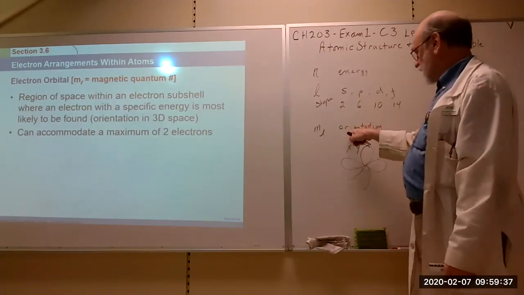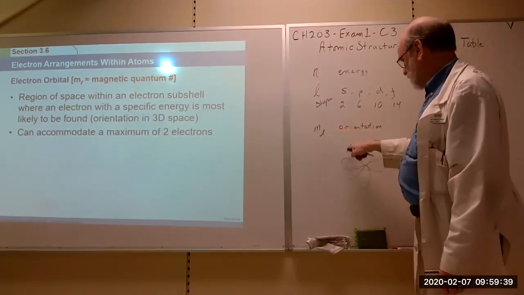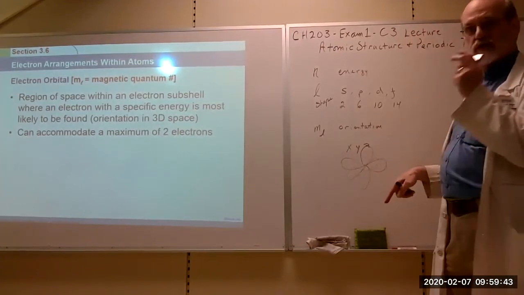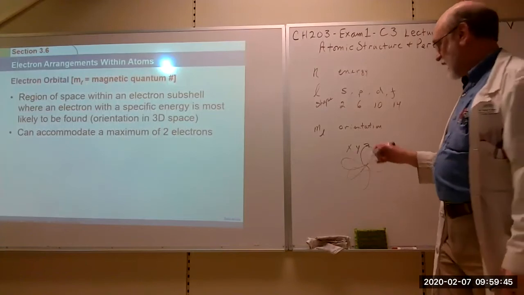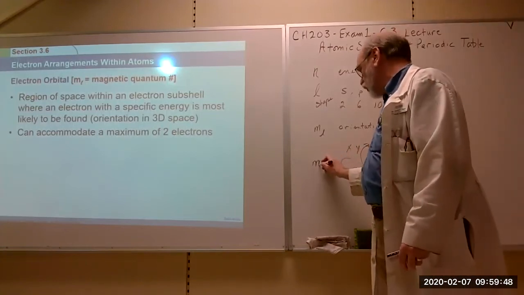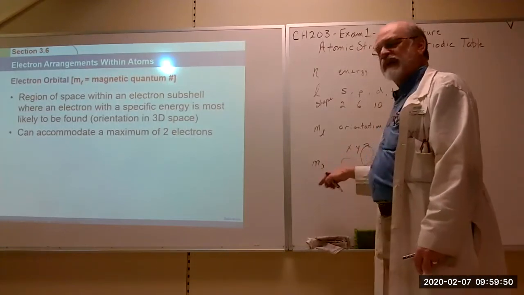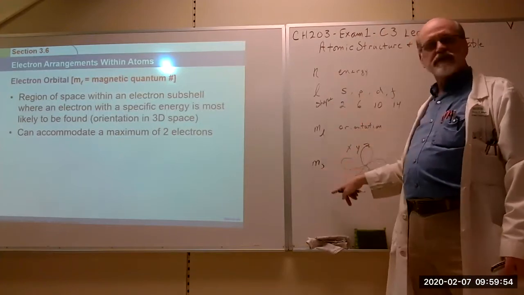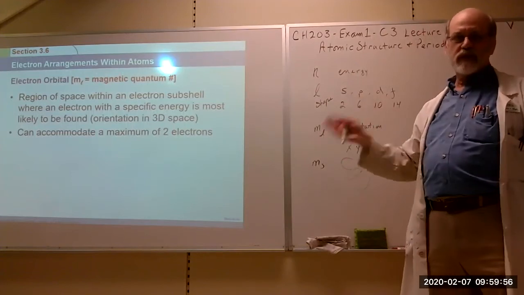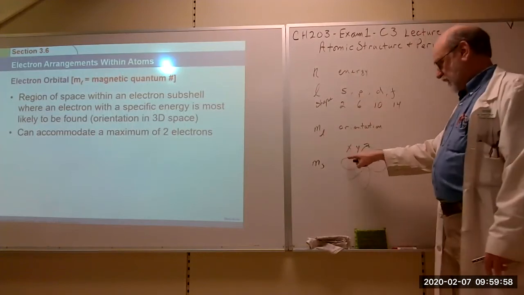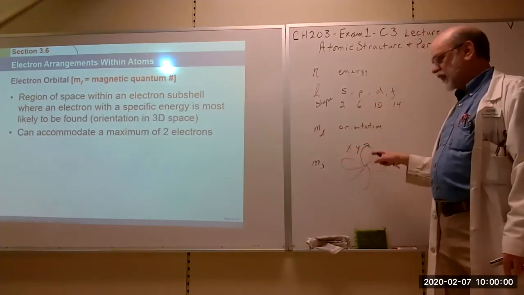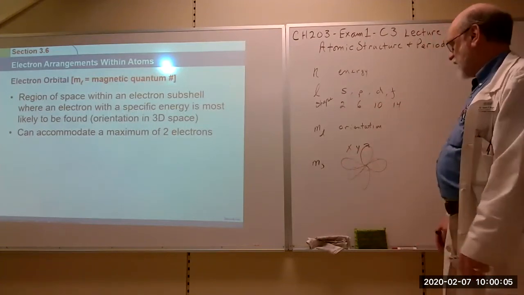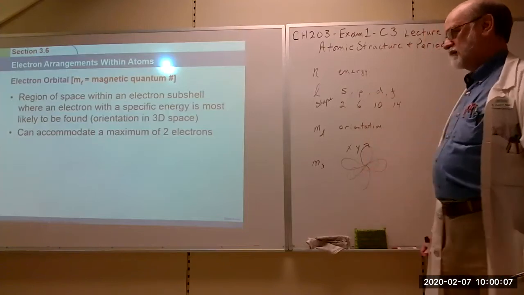Now, each one of these electron orbitals can hold 2 electrons. And they can only hold 2 electrons if their spins are opposite. So that's the last quantum number, these 4. This one is the spin quantum number. It can either be +1/2 or -1/2. So each one of these orbitals can hold 2 electrons of opposite spin. And that's how you build your atom.